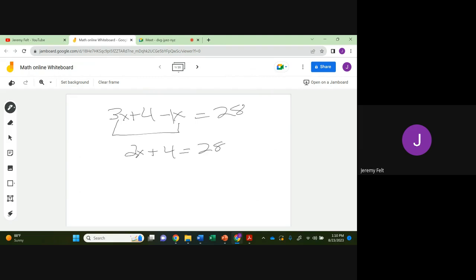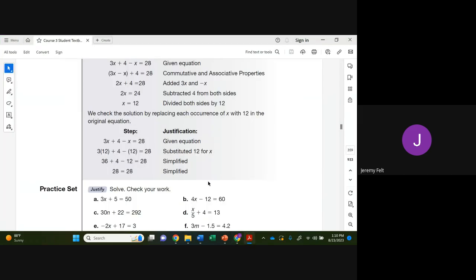Now it's simplified as far as I can get it on the left and the right side. So now I go inverse operations. Positive 4, so I subtract 4. 28 minus 4 is 24, so I'm left with 2x equals 24. Divide both sides by 2, and I'm left with 12. Then again, you could punch it back in and check your work to make sure it was correct.